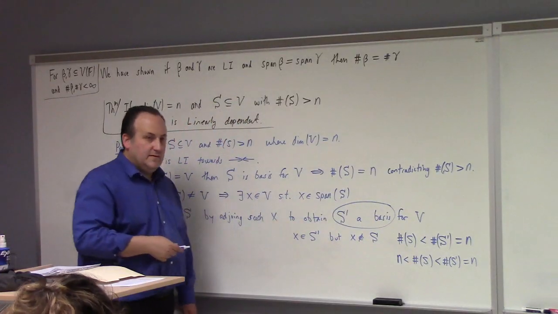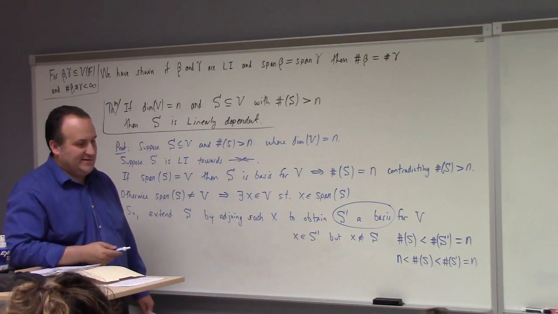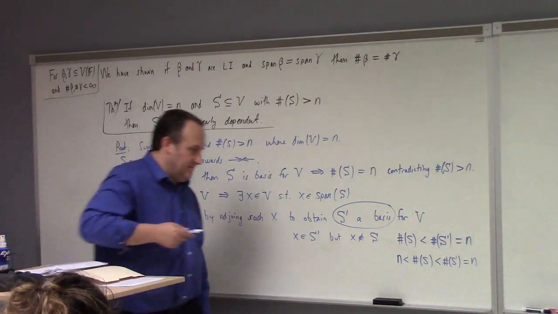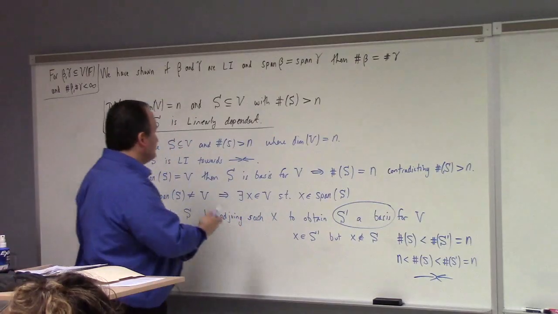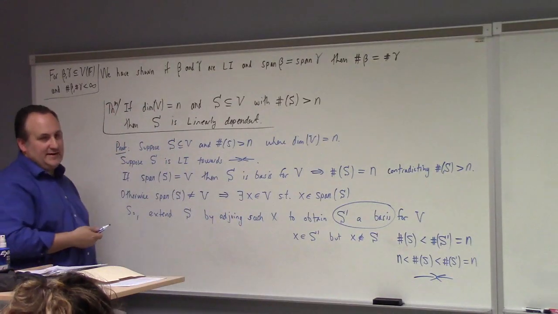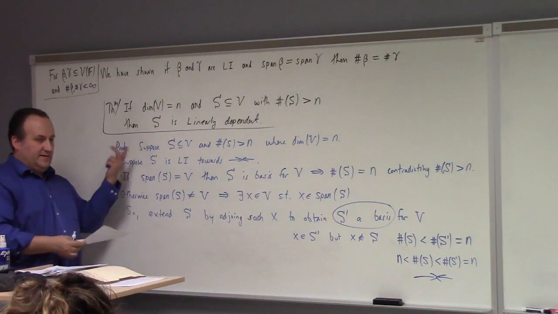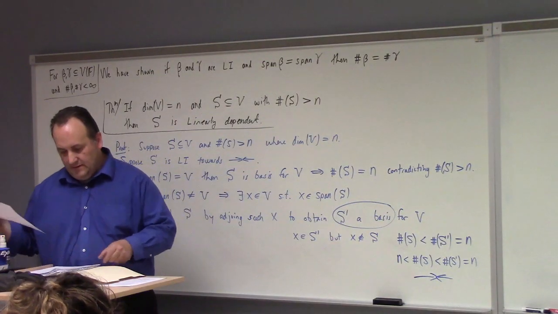You can't have n less than n. This is impossible. So again, contradiction. Therefore, we find S is not linearly independent, therefore it's linearly dependent. Right? That's the argument. Any questions?